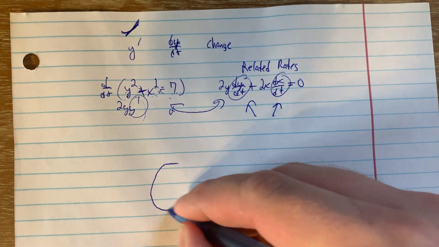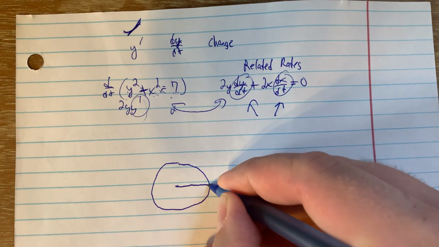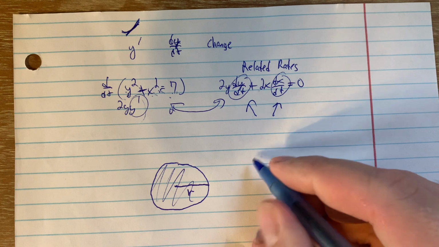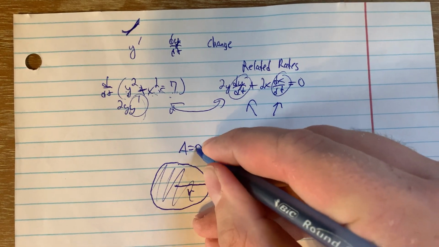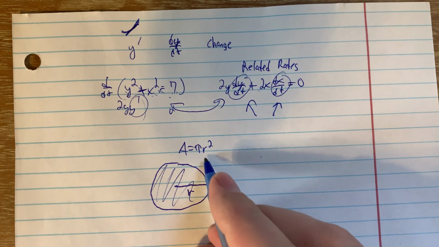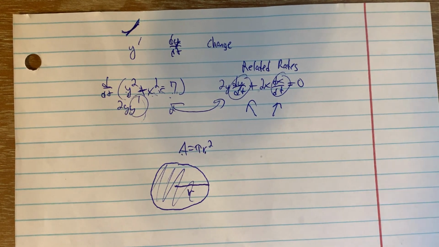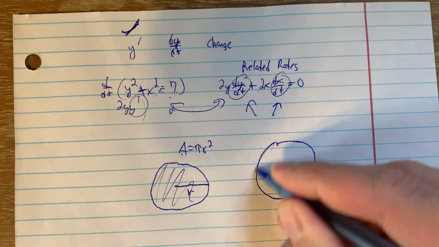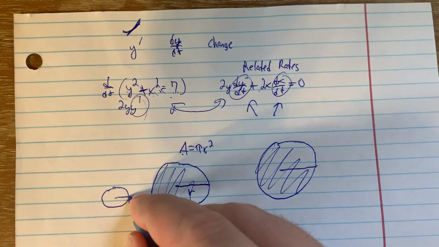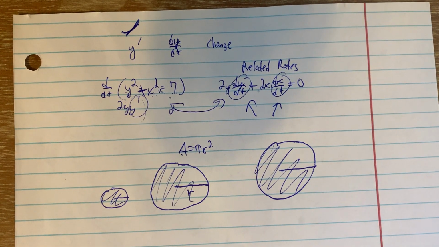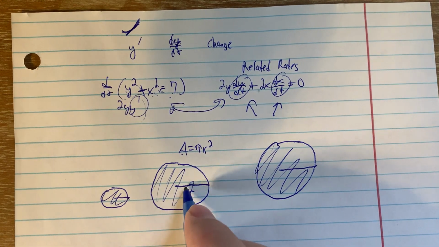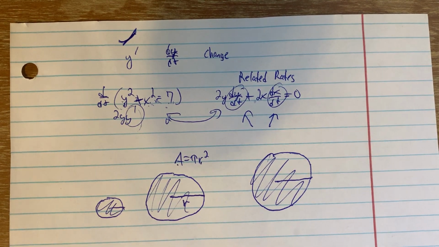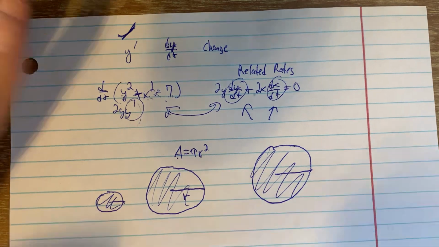So for instance, maybe we have a circle, and we know there is a relationship between the radius and the area of the circle. We know that area equals pi r squared. And we know that if the radius changes, the area will change. That's from before calculus. So if we have a bigger radius, we will have more area. If we have a smaller radius, we'll have less area. We know that. Now the question becomes, if for some reason the radius of a circle is changing by a certain amount, how will the area be changing? Or if the area is changing, how does the radius change?